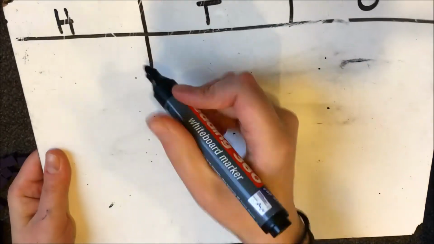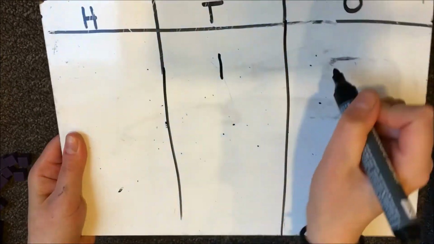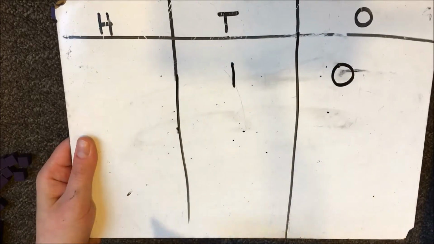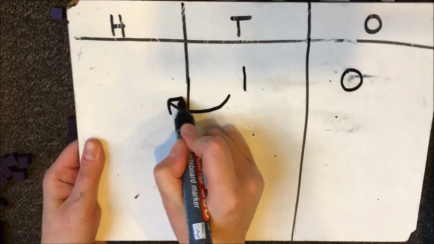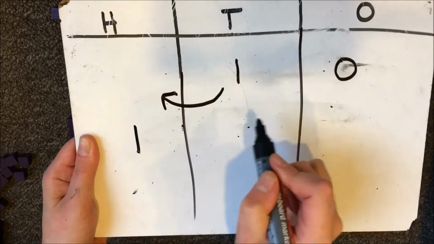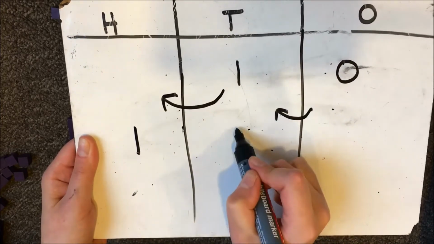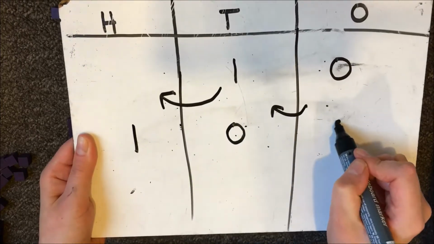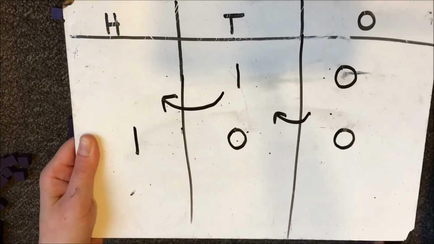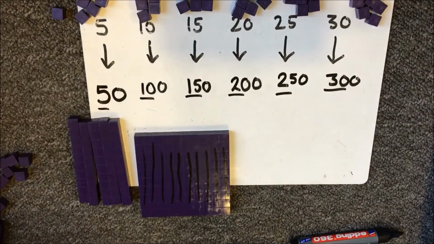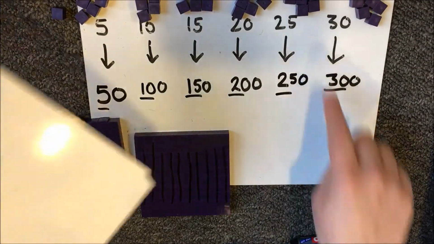If you have 10 here, a 1 and a 0 in the 1s, this moves across to become 100. You have no 10s and no 1s. Let's try one more. Let's try 25.